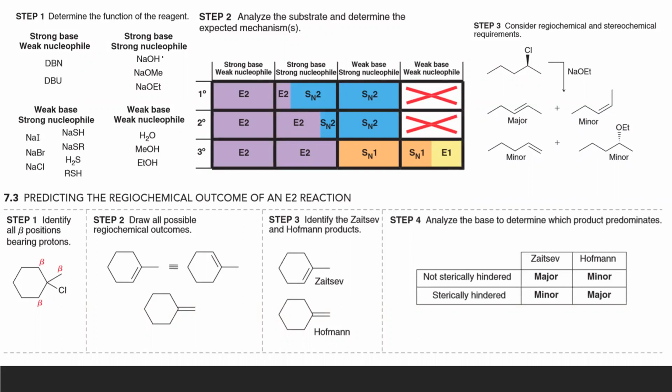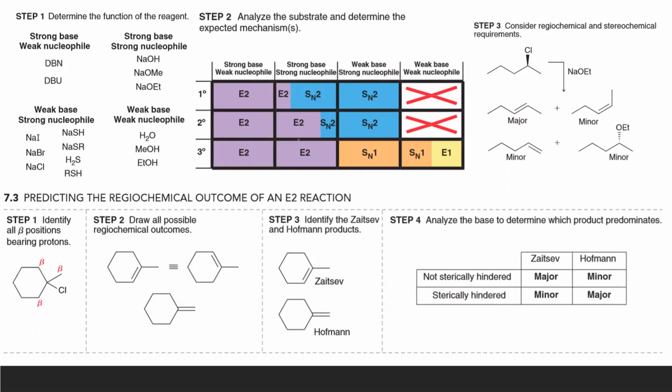And then the really common ones here are going to be your strong base, strong nucleophile, weak base, strong nucleophile, weak base, weak nucleophile. So it's important to kind of try to memorize some of these if you can, because they will definitely come up on the exam and in subsequent chapters. So next, once you figure out what type of substrate you have and what type of reagent you have, you can use this chart that's shown in the back of the textbook to kind of determine which type of product is going to be formed in the majority.